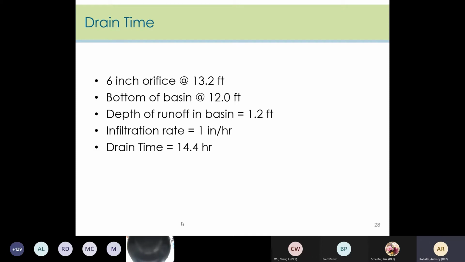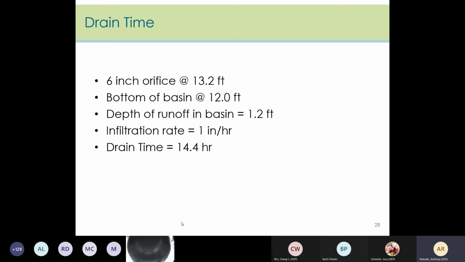Next thing to look at is the drain time. So the basin has a 6-inch orifice at 13.2 feet. Bottom of the basin is at a 12-foot elevation, so ponding depth is 1.2 feet. The infiltration rate, they conservatively just used 1 inch per hour, and the drain time would be 14.4 hours. So that's far less than the 72 hours, so it's not going to be an issue.